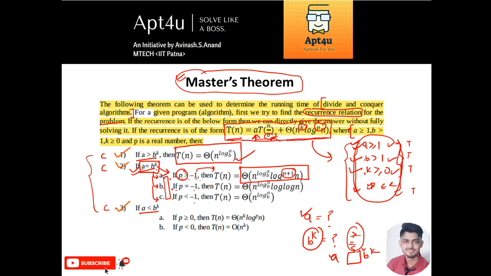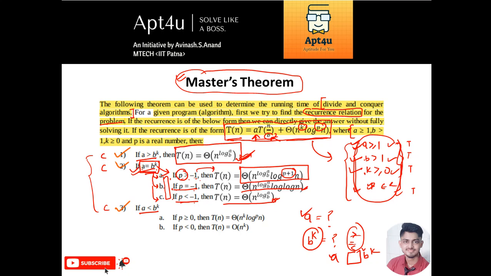Similarly, if we find that a is equal to b power k but p is equal to -1, then in that case the time complexity will be this. And similarly if you say that p is less than -1, the corresponding time complexity will be this. You can see that this and these are similar, but please don't conclude anything. You just have to follow the approach that I have said right now.